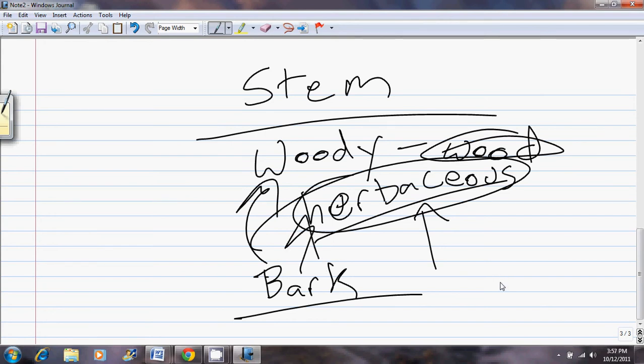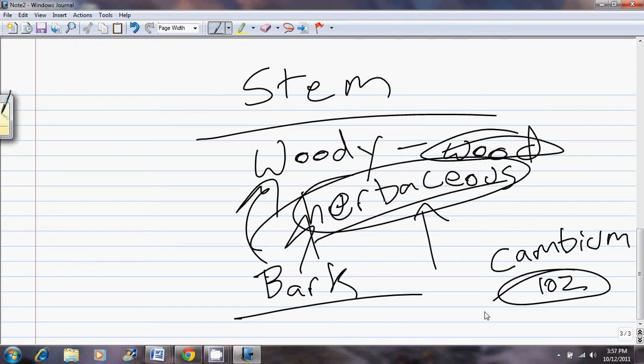Now, inside there, they have another thing called cambium. If you look at your book on page 102, you can read about cambium. Next is a layer of cells called the cambium, which divides to produce new phloem and xylem. So the cambium is very important. Remember, I asked that question: do non-vascular plants have cambium? If you're smart, you'd say no, because they have no xylem and phloem.